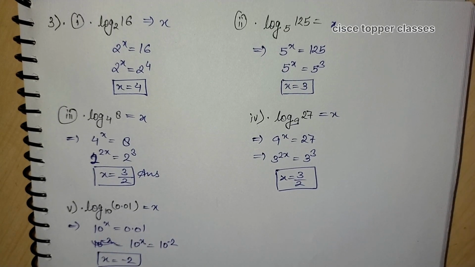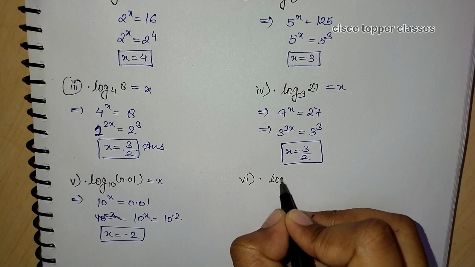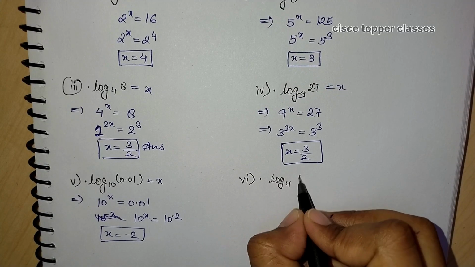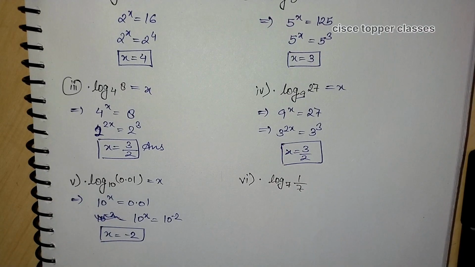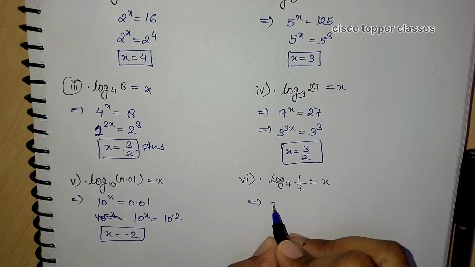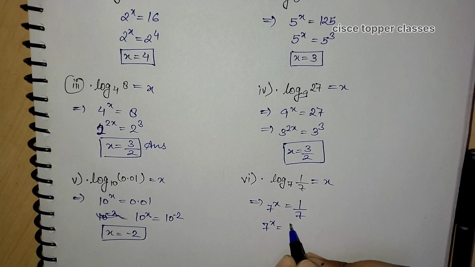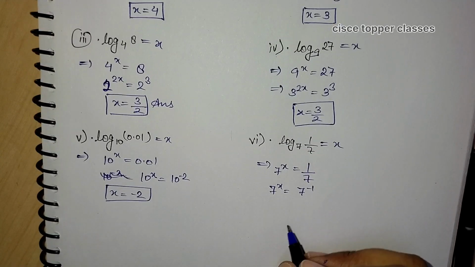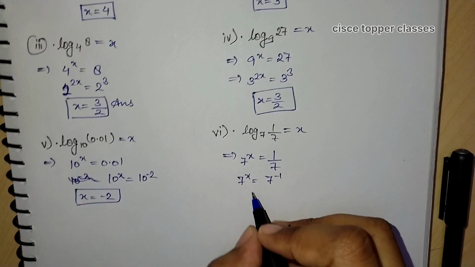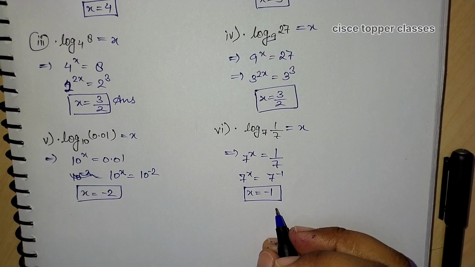Now let us solve the sixth part here, which is log 1 by 7 with base 7. So put it as equal to x, and it will be 7 to the power x equal to 1 by 7. So 7 to the power x is equal to 7 to the power minus 1. On comparing the exponent powers here, we will get x is equal to minus 1 as the final answer here.